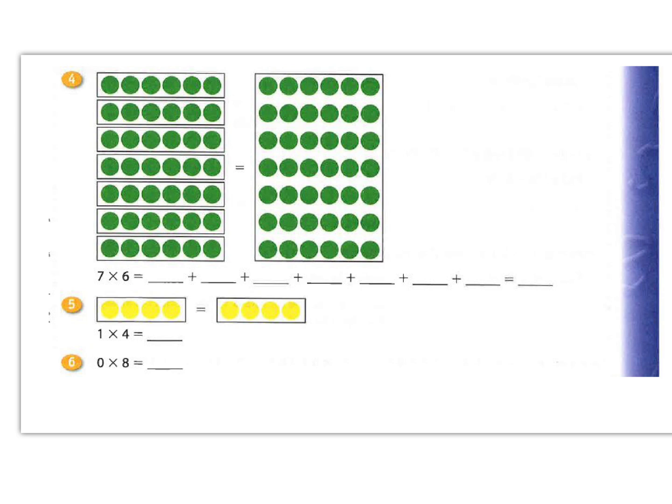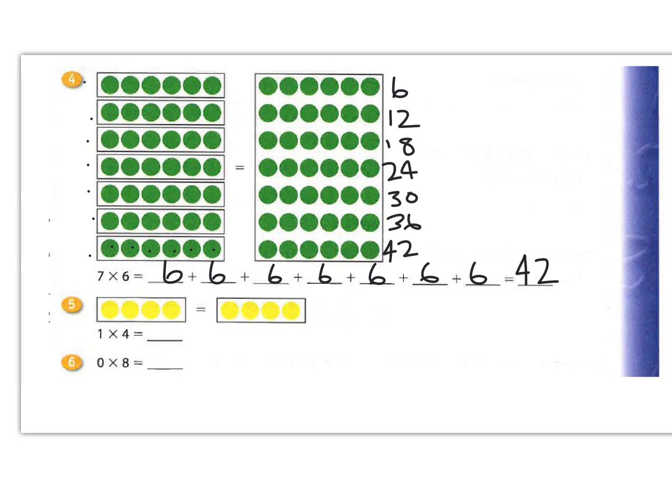All right, here we have 7 times 6. So we have 7 groups, 1, 2, 3, 4, 5, 6, 7. There are 1, 2, 3, 4, 5, 6 dots in each. So we're going to add up 6 7 times. So 6 plus 6 plus 6 plus 6 plus 6 plus 6 plus 6. 7 times 6 equals 42. You could count by 6s, 6, 12, 18, 24, 30, 36, 42.